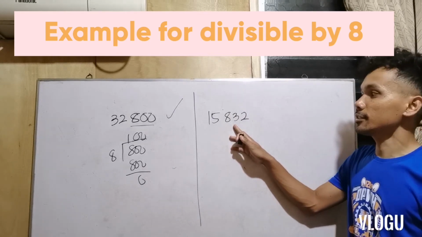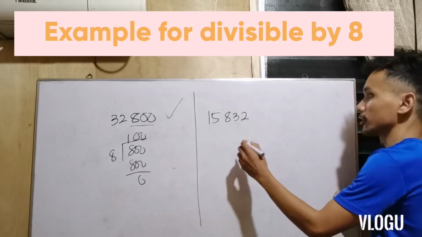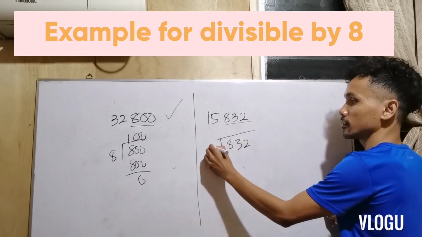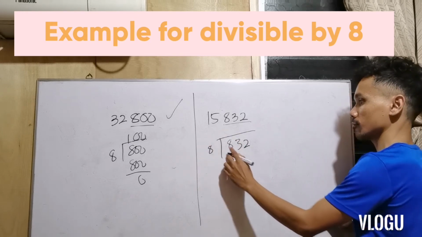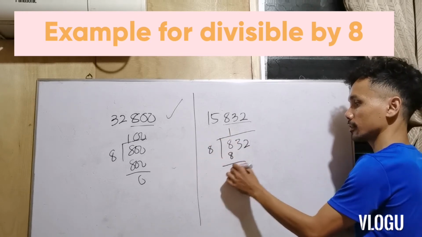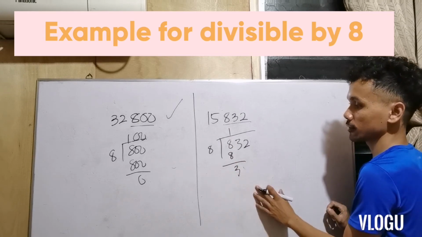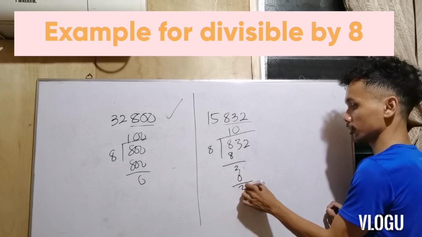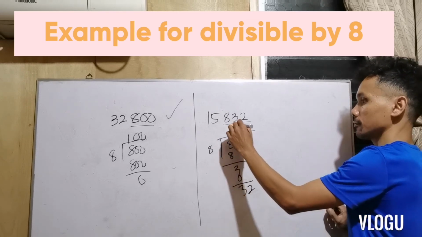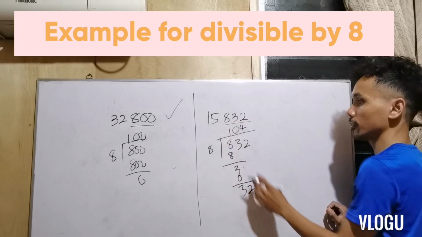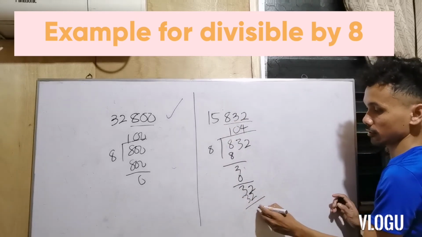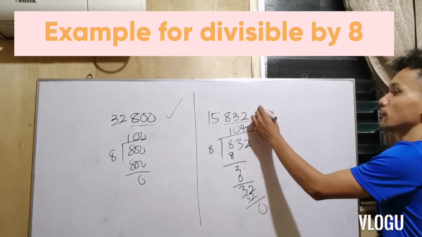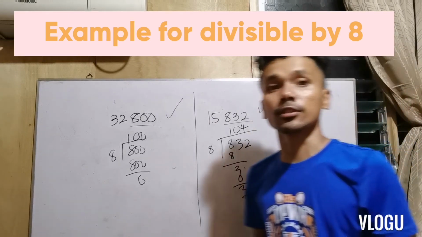15,832. Is this divisible by 8? So, tingnan natin. Last digits. 832. Okay? Divided by 8. 8 into 83, 10, you have 32. So, you have 4, no? So, I have 32. You have 0. So, it's divisible by 8. So, therefore, 15,832 is divisible by 8.